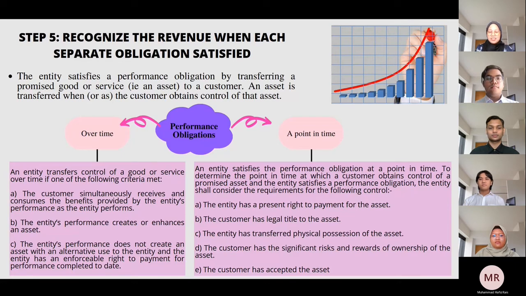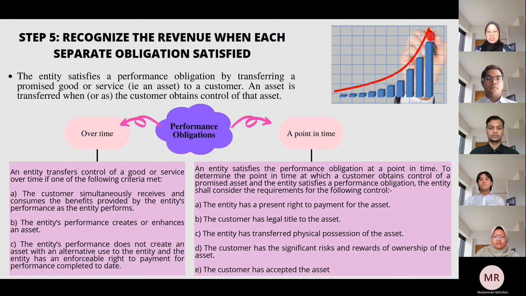Okay, a performance obligation can be satisfied over time or at a point in time. Over time is when an entity transfers control of a good or service to meet one of the following criteria. First, the customer simultaneously receives and consumes the benefit provided by the entity's performance as the entity performs. Second, the entity's performance creates or enhances an asset. And third, the entity's performance does not create an asset with an alternative use to the entity, and the entity has an enforceable right to payment for performance completed to date.